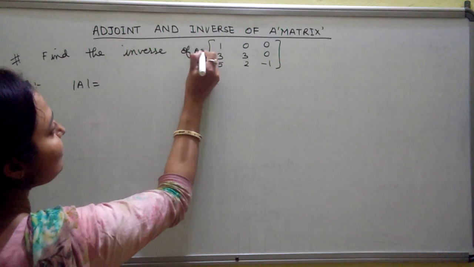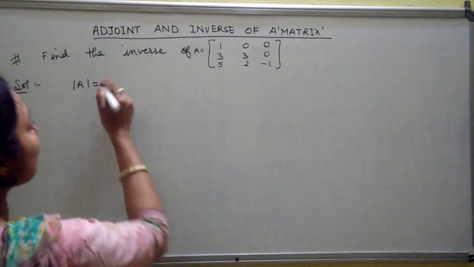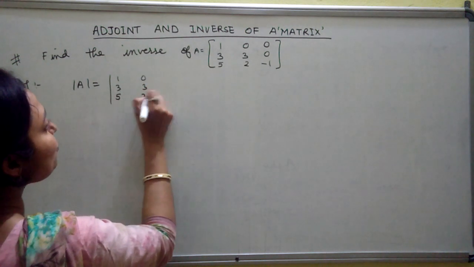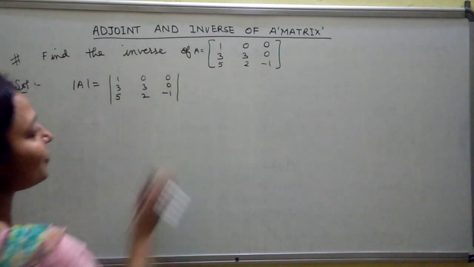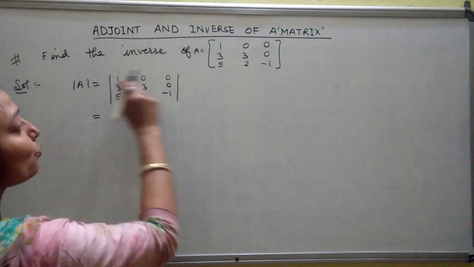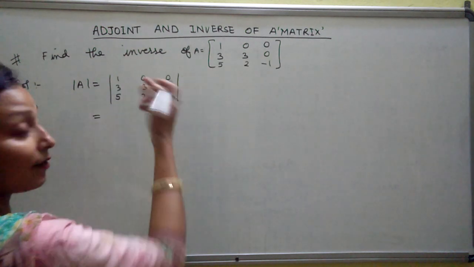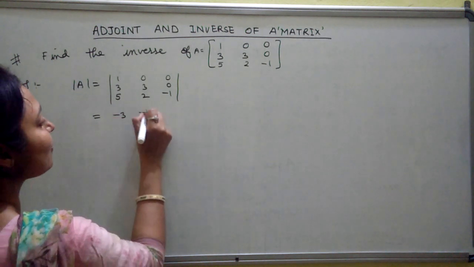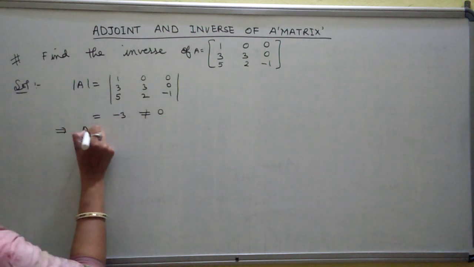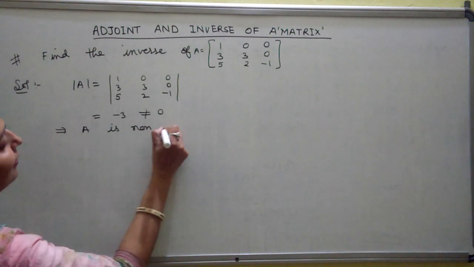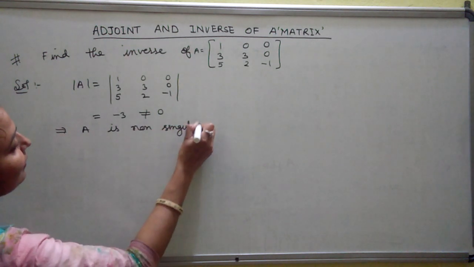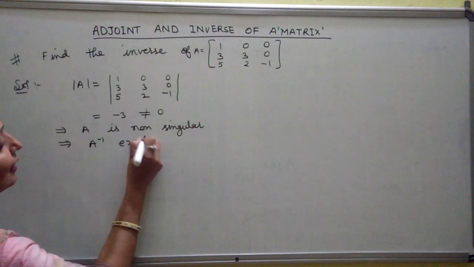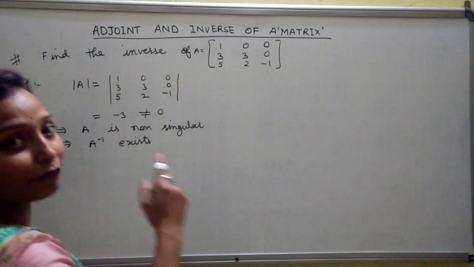For finding the inverse, we have to check the determinant. Let us suppose we call the matrix A. So how can we find the determinant? 1, 3, 5; 0, 3, 2; 0, 0, minus 1. First of all, expand through the row which has more zeros. This and this will cancel, giving minus 3. This is not equal to 0. This implies A is non-singular, which means A inverse exists. This is the important condition for finding the inverse.